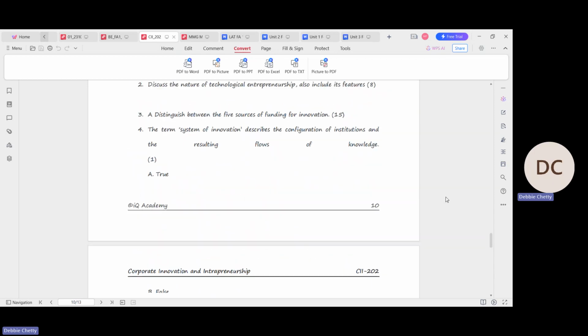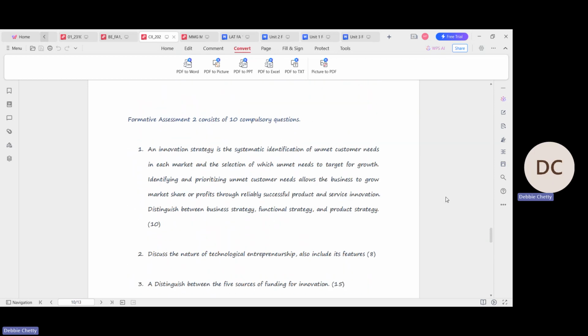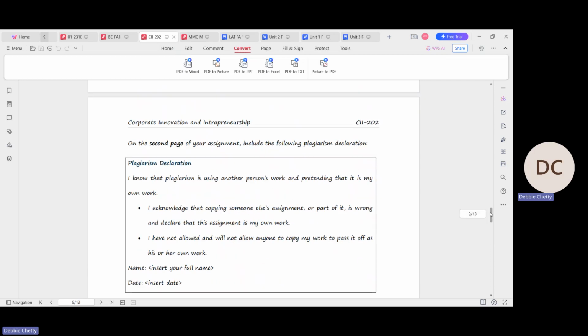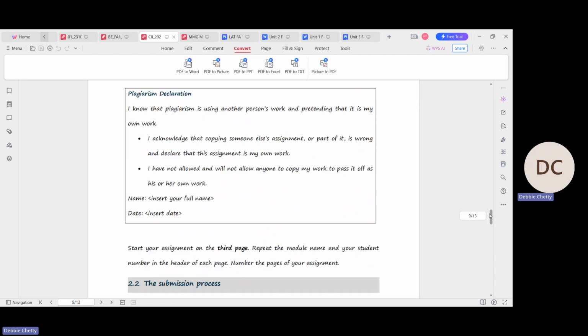From question 1 to question 3, those are short questions and long questions, so that requires you to explain your answer in detail. But questions 4, 5, 6, 7, 8, 9, and 10 are true or false questions. So you just state whether it's A, true, or B, false. And that sums up your assignment 2.